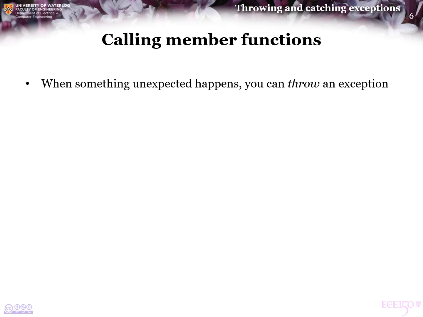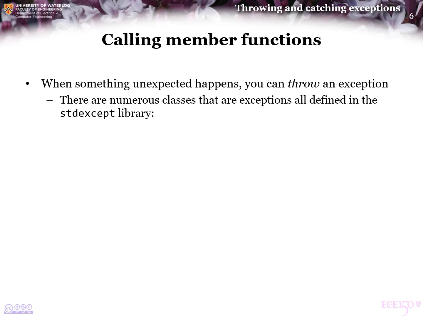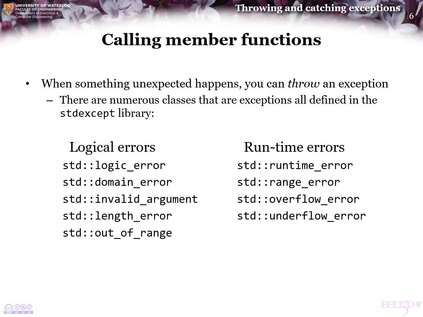Now, when something unexpected happens in your program, you can throw an exception. There are numerous classes considered to be exceptions, all defined in the standard exception library. Each of these is there specifically to indicate a type of error, and you can also define your own exception classes. So, for example, logical errors tend to indicate problems in coding, while runtime errors indicate problems that may not have been able to be determined at coding time.